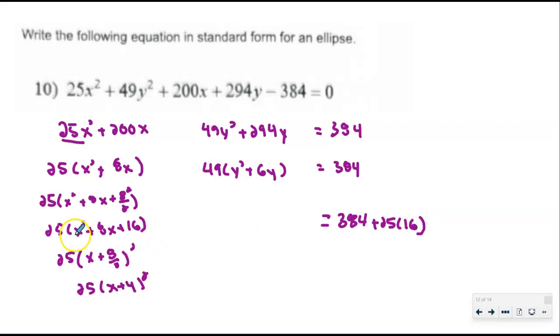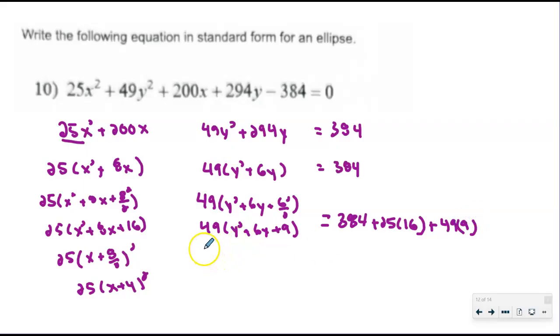Okay, so I got to remember that. Whatever I do to one side of the equation, whatever I add to the left side, I also have to do to the right. So now we want to complete the square with the y's. So we do have a 49, and then we got y squared plus 6y, b over 2. So in this case, it's going to be 6 over 2 squared. And so when I do that, I got 49 times y squared plus 6y plus 9. So I added a 9, but I also really did 49 nines that I'm adding to the right side as well.